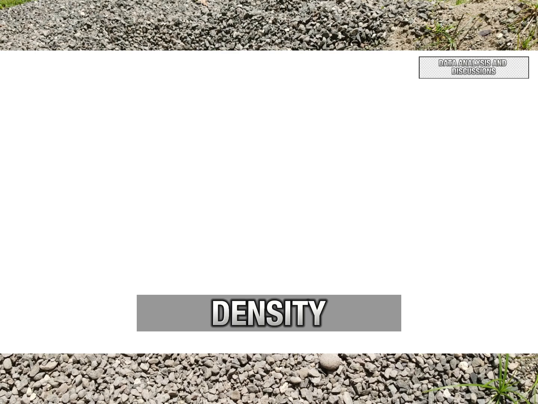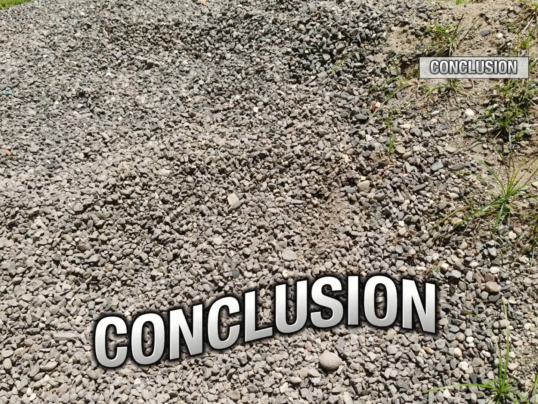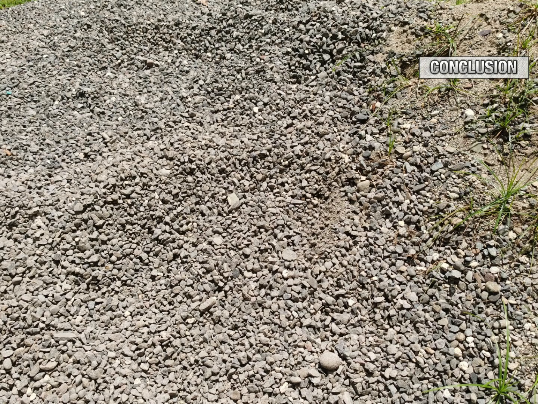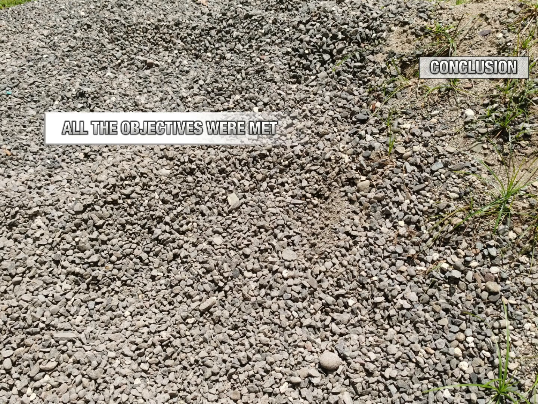Hence, the standard bulk density of aggregate is between 1,200 to 1,750 kg per cubic meter, and our value lies between them. The weight of the aggregate is influenced by the moisture content of the aggregate, which is why it is required to have a constant moisture content. Therefore, we conclude that all the objectives of this experiment have been met.